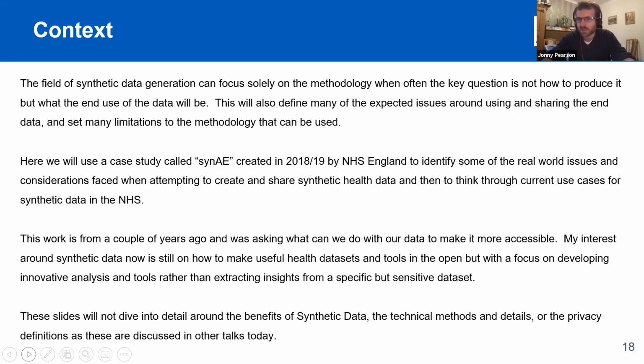It was to create a completely public facing, large, generic data set that anyone could use. I'll just say at the bottom there, on these slides, I'm not going to go into the benefits of synthetic data or very much into the technical details or privacy definitions, as those will be discussed in other talks today. So we're going to focus on lessons learned around how to actually get the data out the door. Okay, next slide.